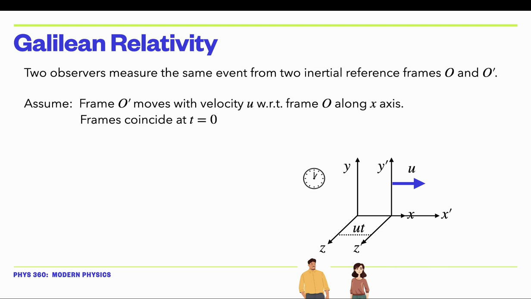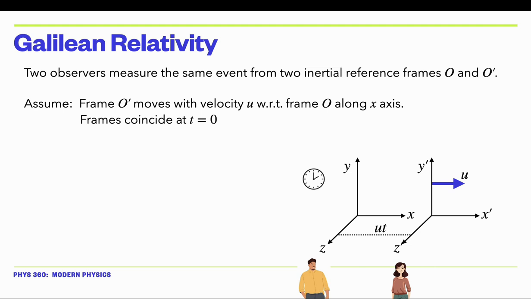As time evolves, we're going to assume that the O prime frame slides along the x-axis with a constant velocity u. So at time t equals 0, again, the coordinate axes match up, but as time goes along, the x coordinates will be changing due to the sliding of the O prime frame relative to the O frame.